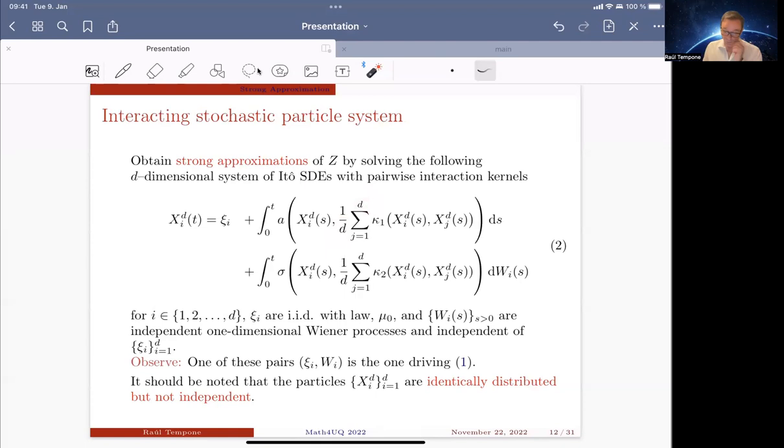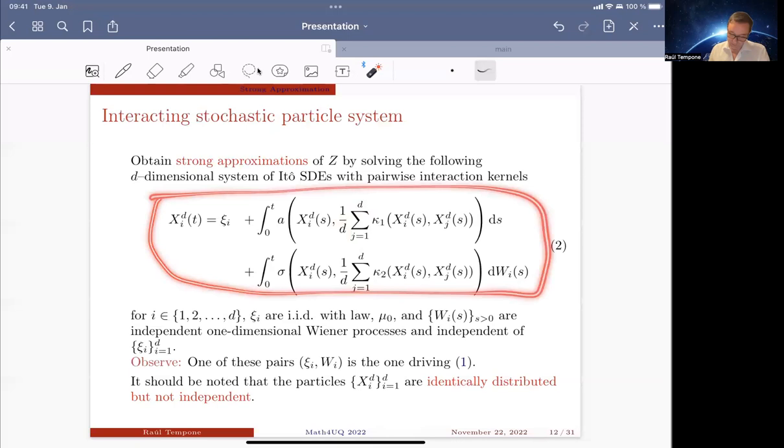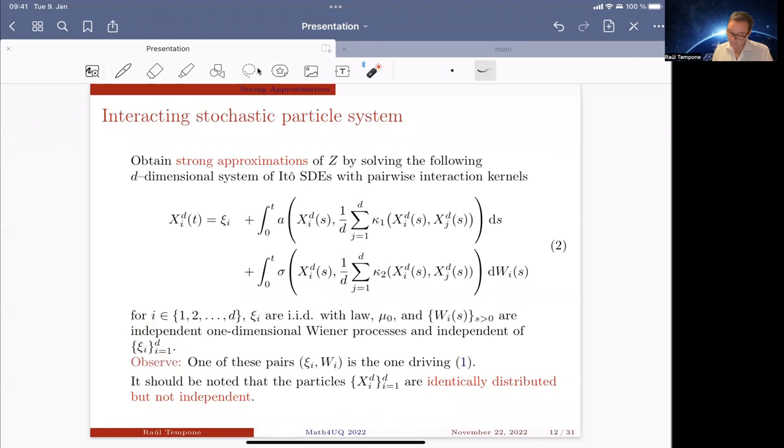All right, so let's see. We have the system here of the D particles, right? And we have the coupling term. And this is a full system with size D, fully coupled because of the interactions on A and sigma. Okay, so if you look at this coupled system, what is driving it are, of course, the initial conditions that are given by the xi_i's and the Wiener processes W_i that in this context are independent and still one-dimensional, as I told you, right? The Z's are one-dimensional.